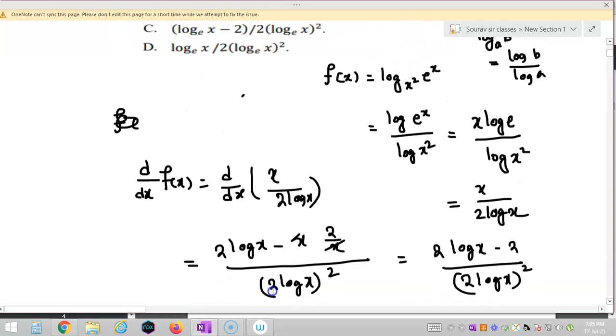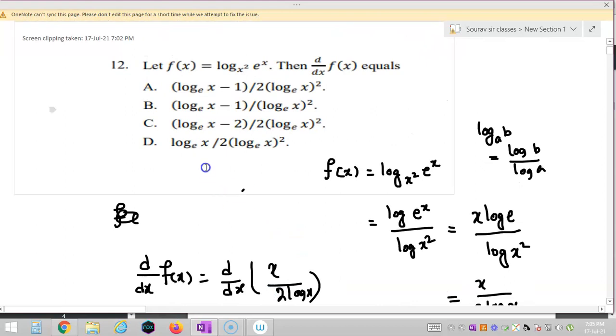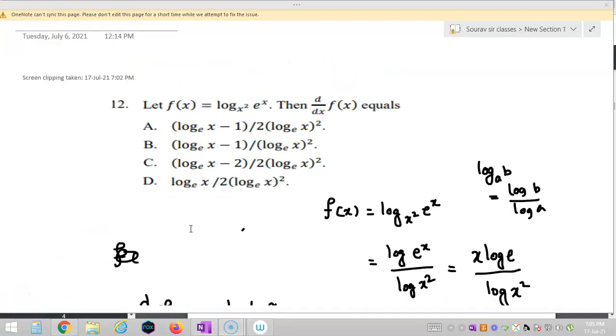So let us see the options. So you can see that the first option is log base e of x minus 1 by 2 log base e of x is whole square. So option A is our correct option, right? So we have solved question number 12. Let's solve question number 13.